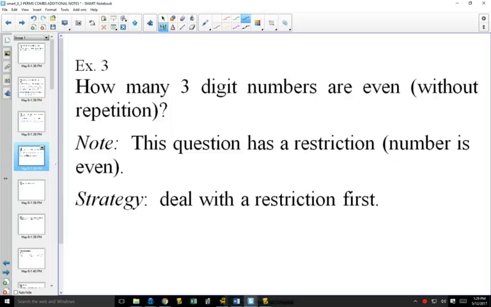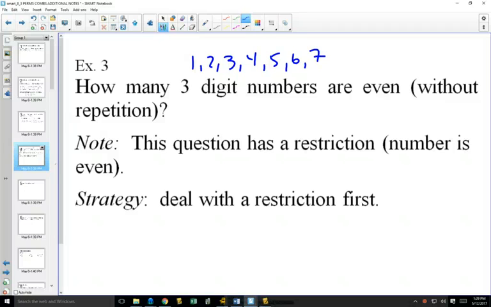Now, I would still like to use the numbers 1 to 7 in example 3 and example 4. But this is our first one with a restriction. And I'm not sure that any of your questions up till now in your homework have dealt with restrictions. So we have the spaces strategy, but within the spaces strategy, there's going to be things with restrictions.